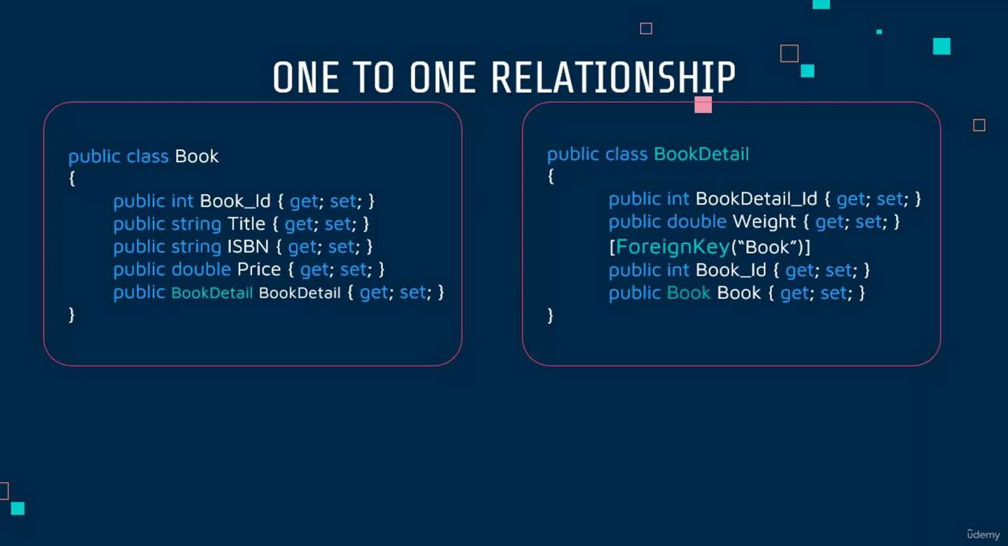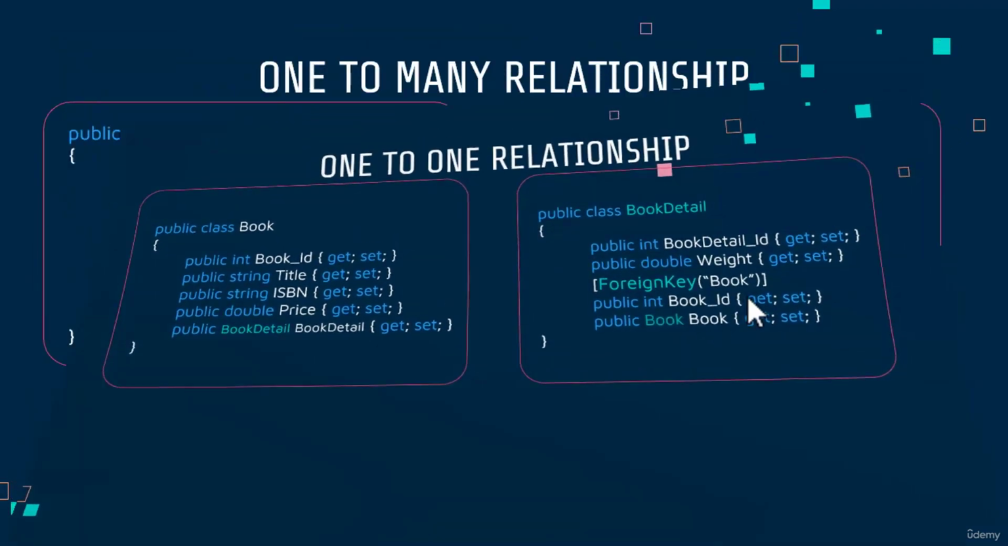Now that we have seen all the relations when it comes to Entity Framework Core, let me summarize them real quick. First, we saw the one-to-one relation, in which in the book table we only have the object of book detail, and in book detail we have the book ID followed by the navigation property for the book class, and we will have the foreign key data annotation where in the parameter we have to pass the navigation property which is book.